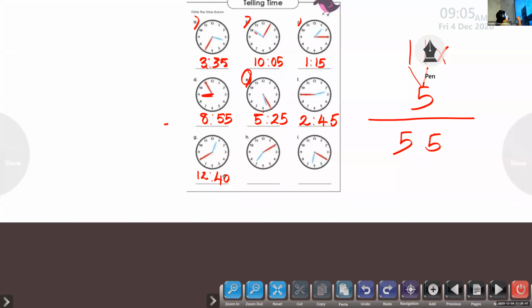Next, who is there to get a chance? Netik, please unmute. Ma'am. Here our hour hand's position is on 7. So how many hours? 7 hours. Then the minute hand is on 2. 2 fives are 10. So 7:10. Okay.